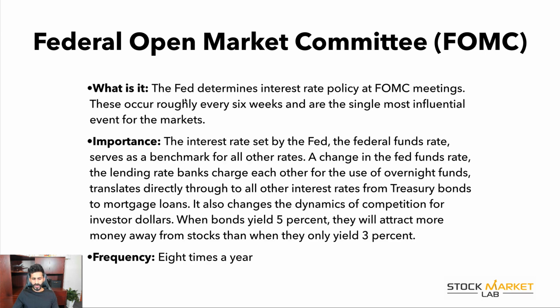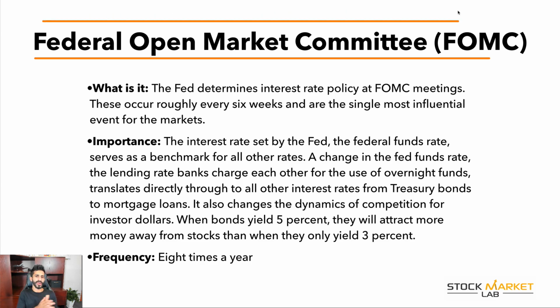Next, the Federal Open Market Committee, FOMC. What is it? So the Fed determines interest rate policy at the FOMC meetings. These happen roughly every 6 weeks and are the single most influential event for the markets. So this is what everyone is watching. This is when the Fed has a meeting. So this is what I was talking about before, the FOMC meeting.